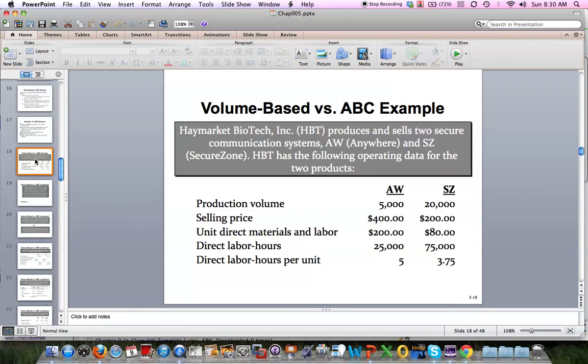They sell to governments, to corporations, because they're selling this secure way for people to communicate with each other. And so AW, just remember, that's the fancier product, more bells and whistles. SZ is the more basic model, does the job but with limited range. Okay, so production volume you can see for SZ is much higher than AW. The selling price of AW though is double the price of SZ, which makes sense because it's much fancier. You can see what the unit direct materials and labor are for both. AW uses a lot more materials and labor because it's fancier, takes more time and materials to make it. And then direct labor hours for both, you can see what the direct labor hours per unit are. 5 hours for AW, 3.75 for SZ.